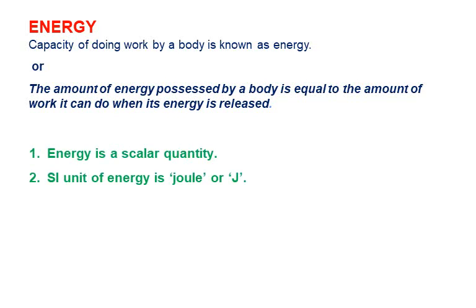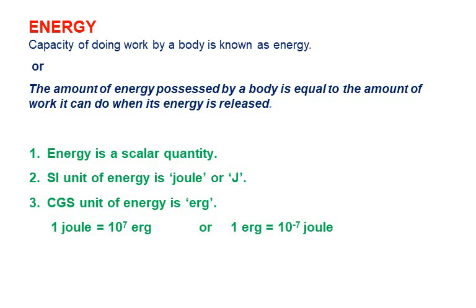The SI unit of energy is joule and is symbolically represented by J. The CGS unit is erg, and 1 joule equals 10 raised to the power 7 erg.